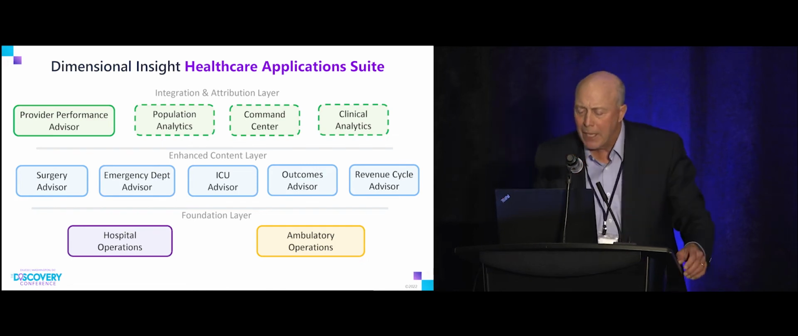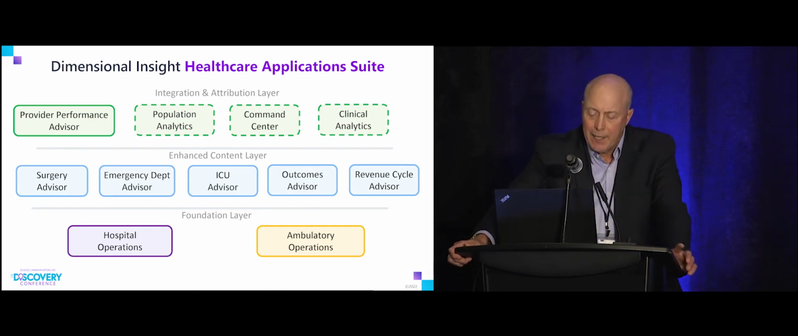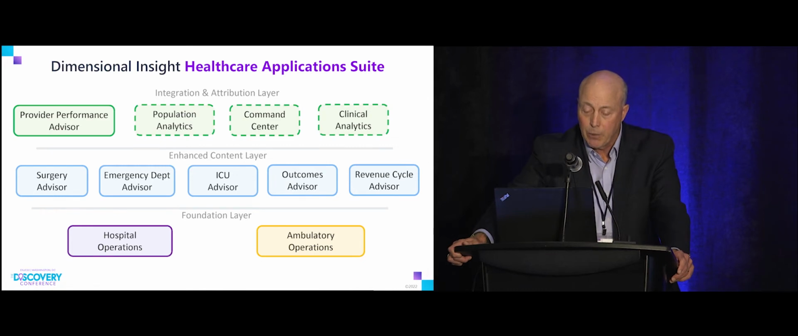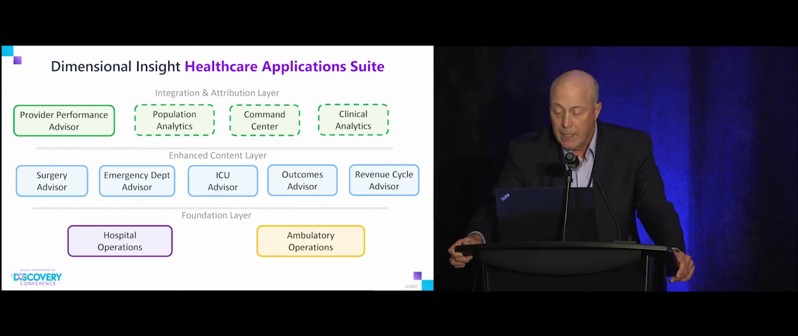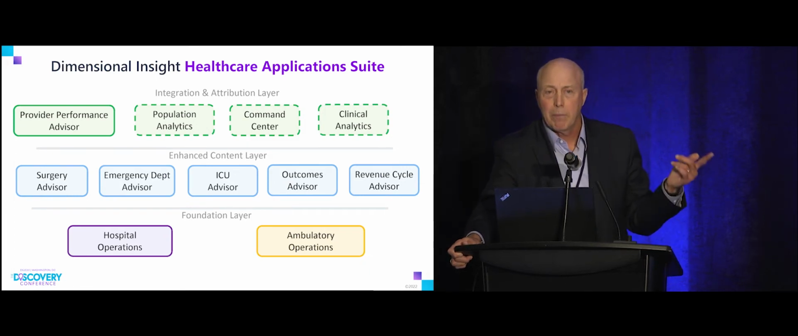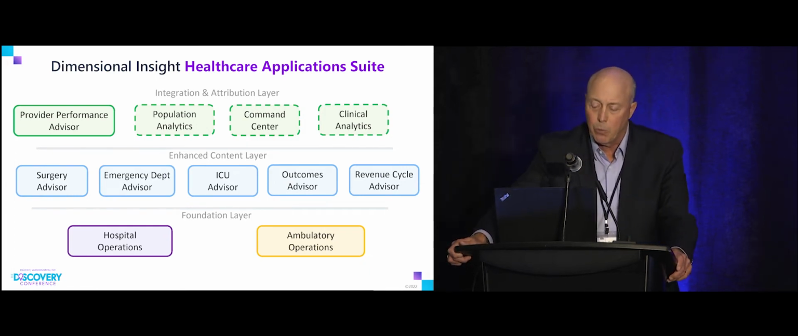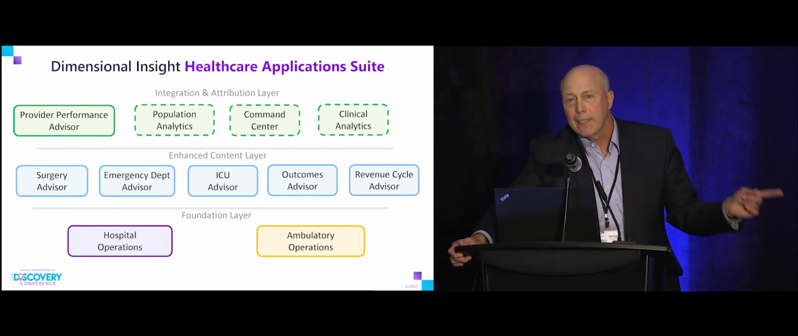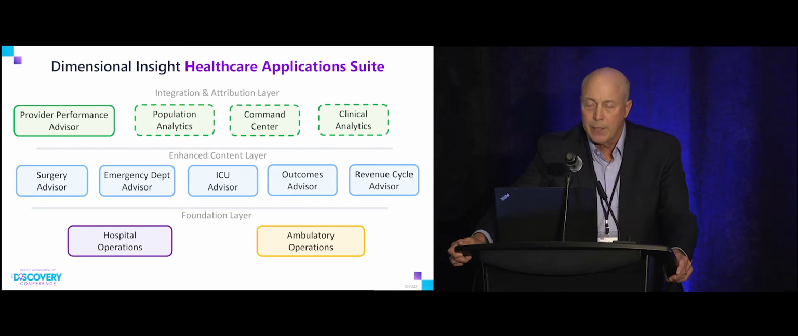data, measures, relationships. And on top of that, we build out a second layer that's focused on subject areas, things like service lines. So we've got surgery, emergency, critical care, finance, revenue cycle, and then outcomes. So we'll be talking about quality and outcomes, Gabrielle will. And then on top of that, we've got a third layer that integrates that data in a variety of different ways to solve different types of problems.